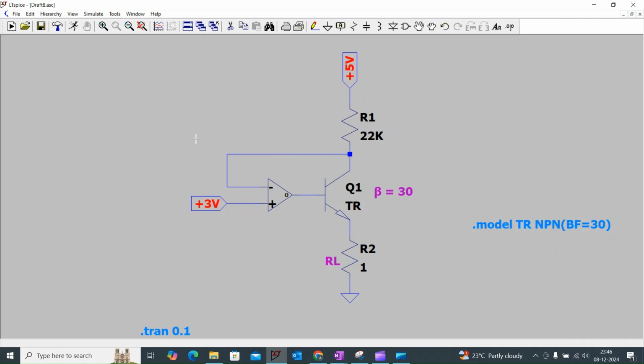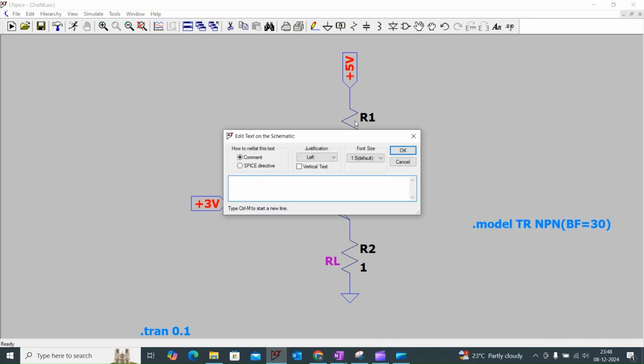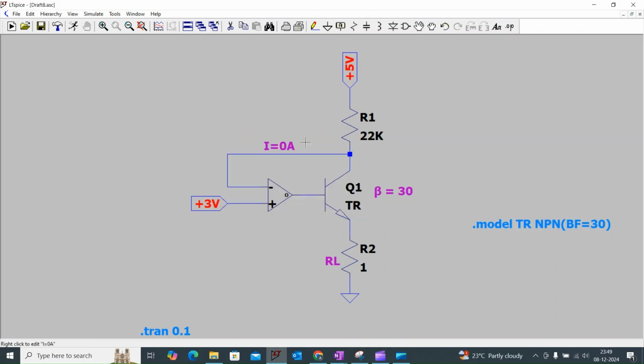So we can say this op amp is operating in the closed loop configuration, so that we can apply the concept of virtual short, so that whatever input voltage appears at the non-inverting terminal will appear at the inverting terminal also. That means the voltage at this node is also 3 volt, and similarly the voltage at this node is also 3 volt. And here the op amp is an ideal op amp, so there is no current flow in this direction, and we can say that I is equal to 0 amp.